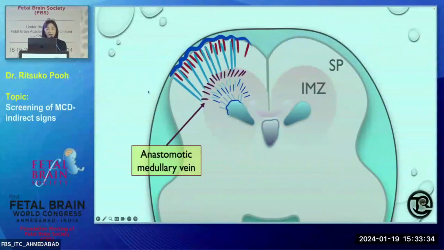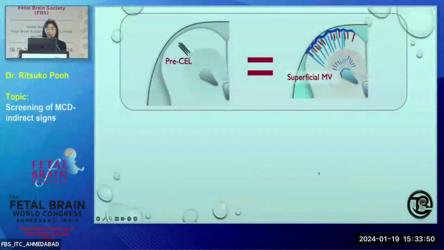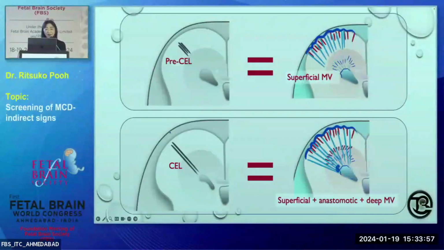And then after that, because of the anastomotic medullary vein, they are connected. The superficial and the deep medullary veins are connected, right? Shake hands. And then it might be that the pre-CEL is the superficial medullary vein, and the CEL is the superficial plus anastomotic plus deep medullary veins, right? So it makes sense, right?